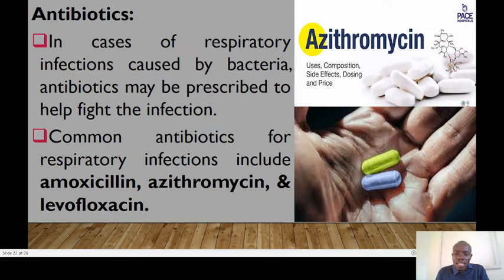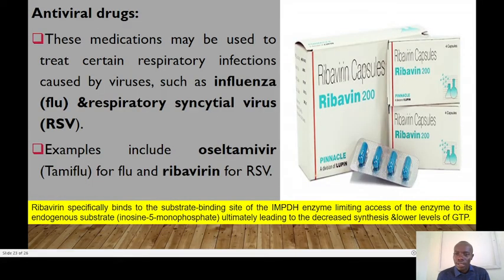The other drugs we could also have are antibiotics. In cases of respiratory infections caused by bacteria, antibiotics could be prescribed to help fight the infections. Common drugs include amoxicillin, which is a penicillin, azithromycin, which is a macrolide, and levofloxacin, which is a fluoroquinolone. Guys, a link will be popping up on the different types of antibiotics you can review to find the mode of mechanism for such kind of drugs.